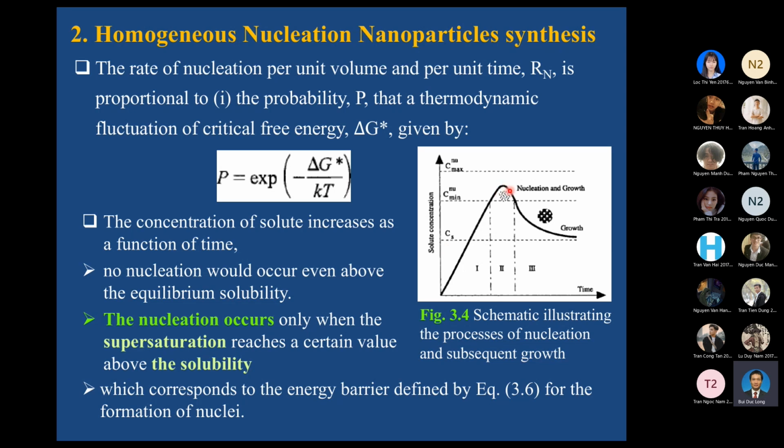So they will reach this value in order to form a nucleus, which corresponds to the energy barrier in equation 3.6 for the formation of a nucleus. This one corresponds to delta G star, or to r star also.